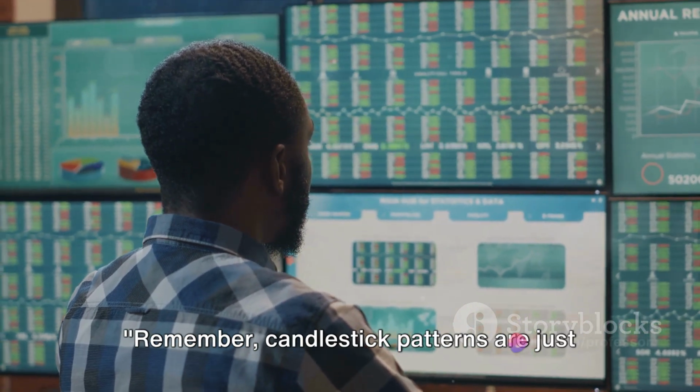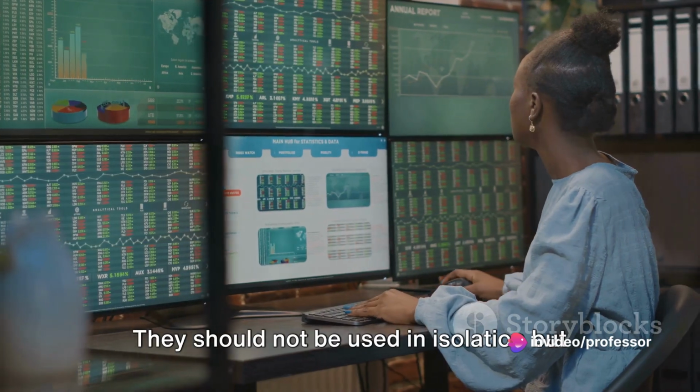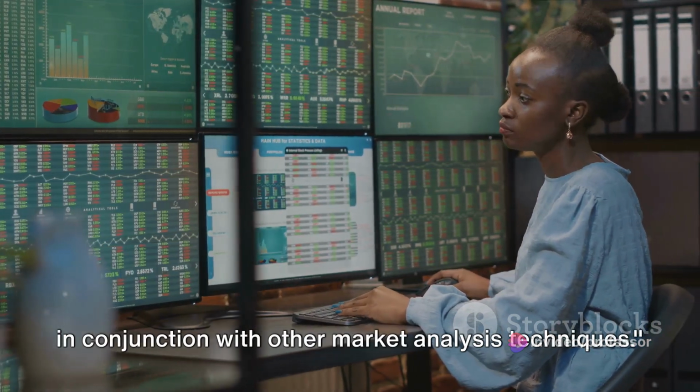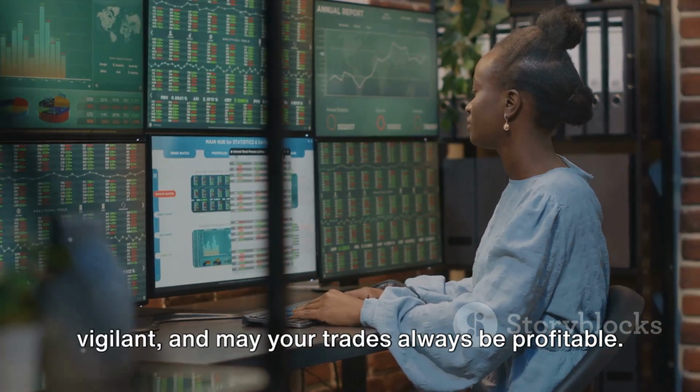Remember, candlestick patterns are just one tool in a trader's toolkit. They should not be used in isolation, but in conjunction with other market analysis techniques. So keep honing your skills, stay vigilant, and may your trades always be profitable.